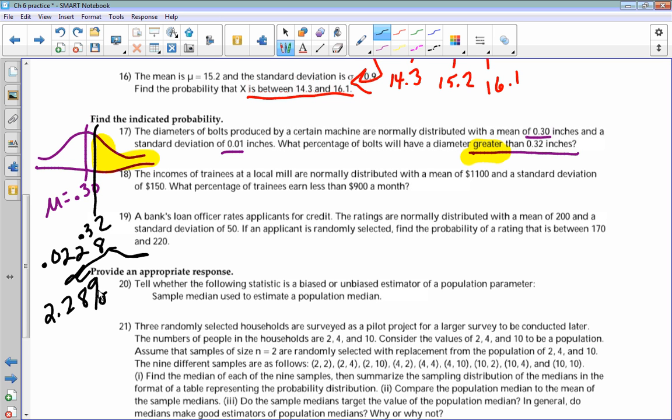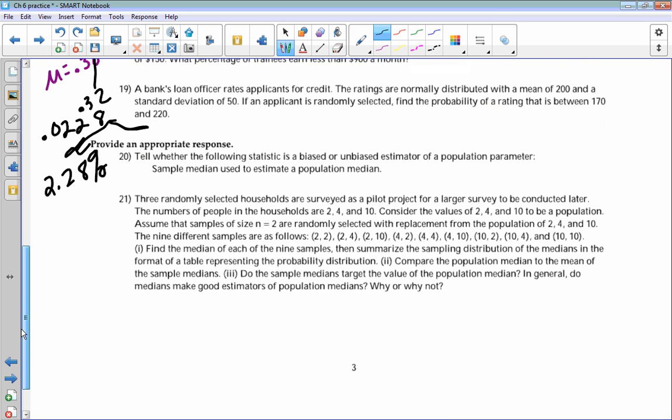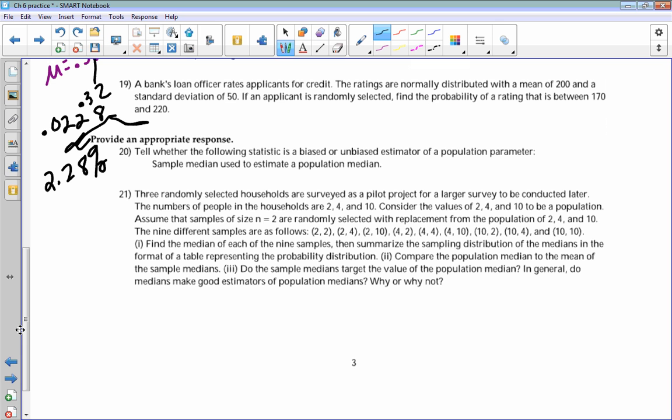Number 20 is just knowing the rules of what is a biased and unbiased estimator from samples that are taken, and whether or not the sample median is a good estimate, and the answer is no. It is not. And number 21 requires a little bit of work, but when we go through number 21, you will see that the median will not be a good predictor of the population.